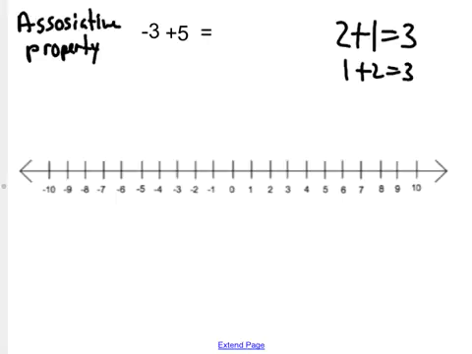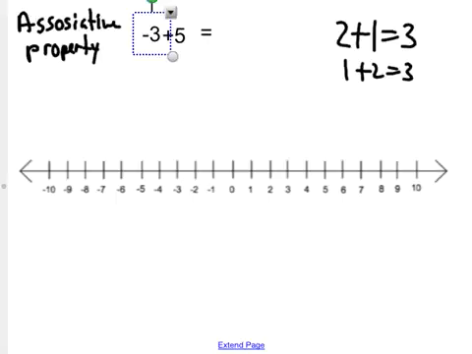So as long as I'm moving my integers around and I'm keeping their signs with them, this is a very key thing. This is a positive 5, not just a 5, and this is a negative 3, not just a 3. So please do not confuse them. And I can move these two around as long as I move them with their sign.